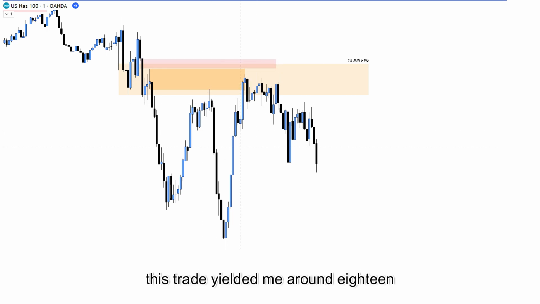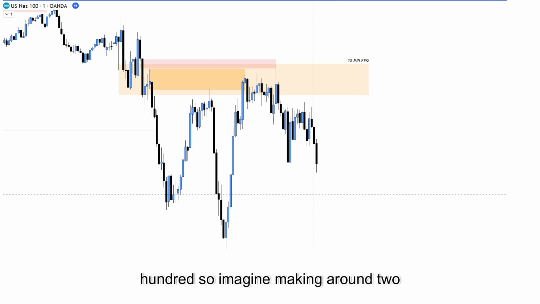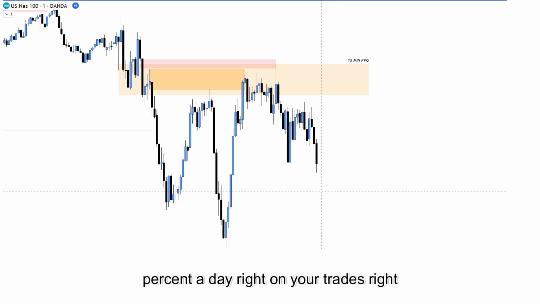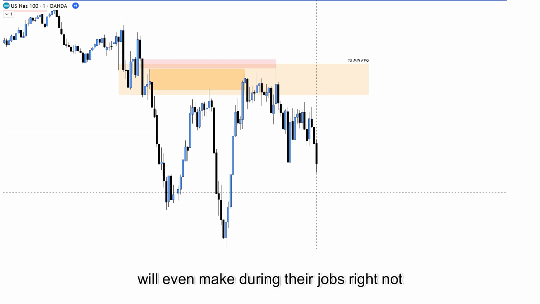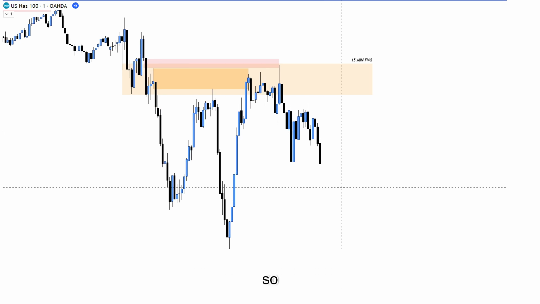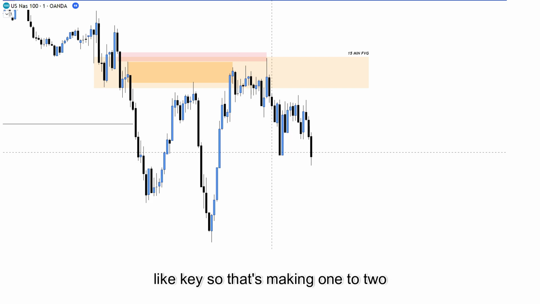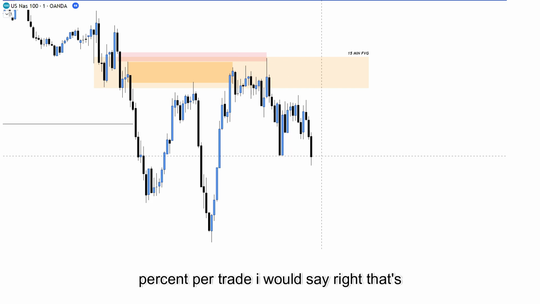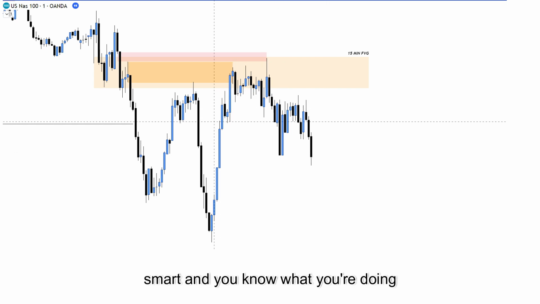This trade yielded me around $1,800. So imagine making around 2% a day on your trades. That's enough money that nobody will even make during their jobs. Not even doctors sometimes will make $1,800 a day. So that's smart right there. That's like key. So that's making 1 to 2% per trade, I would say. That's great profit if you are smart and you know what you're doing.